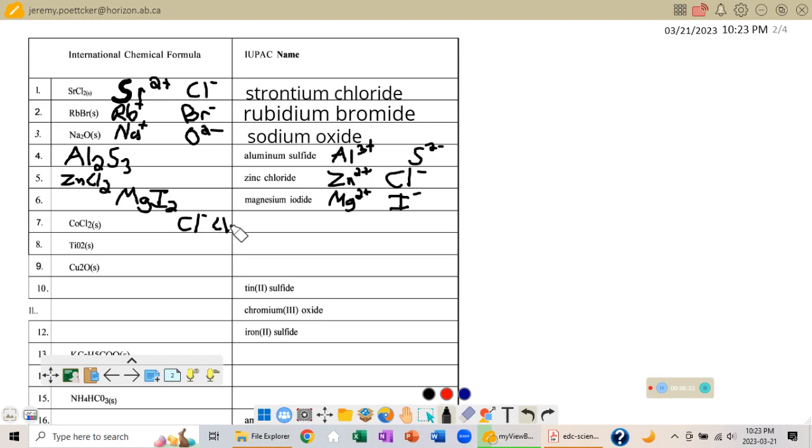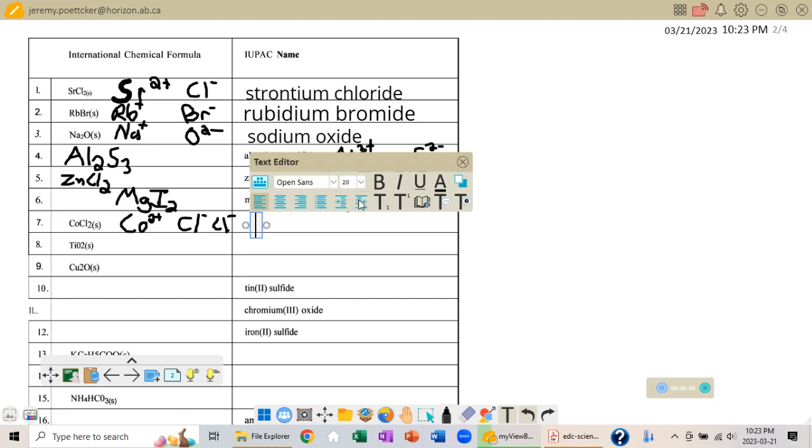So I want to draw both of them out so I can see them. That means that my 1 cobalt needs to give me a 2+, which means when I write my name for this thing, this is going to be cobalt, Roman numeral 2, and it should be actually right next to it, chloride.